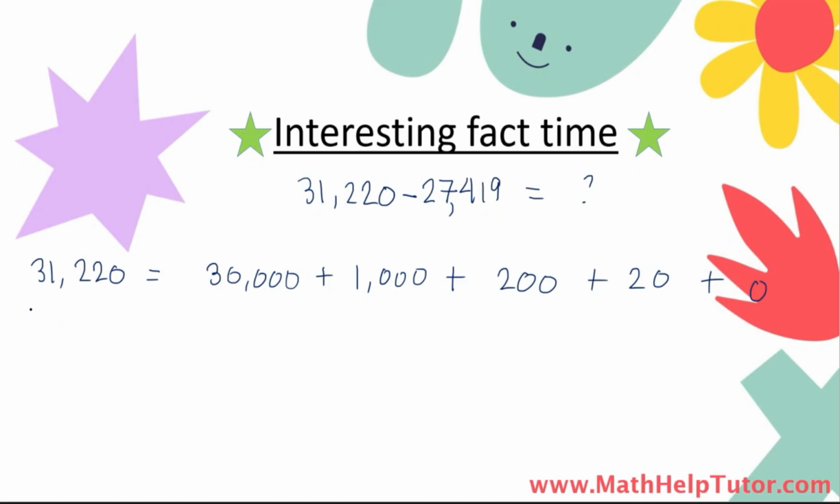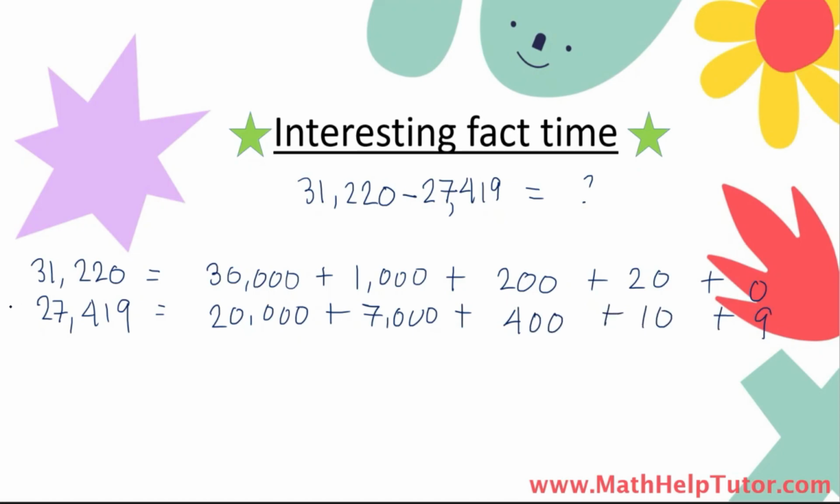And then next we have 27,419, which is equal to 20,000 plus 7,000 plus 400 plus 10 plus 9. So this is a subtraction operation. We are subtracting 27,419 from 31,220.